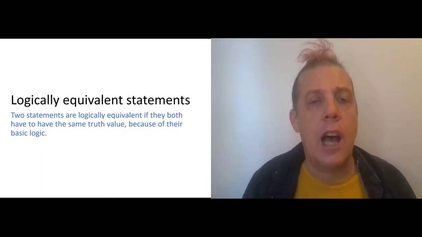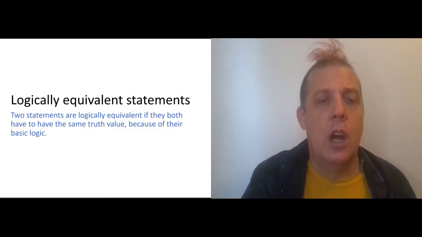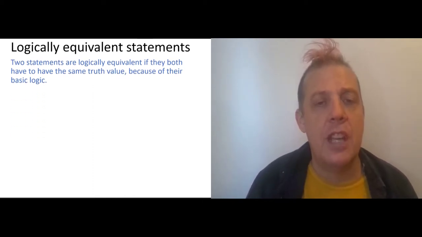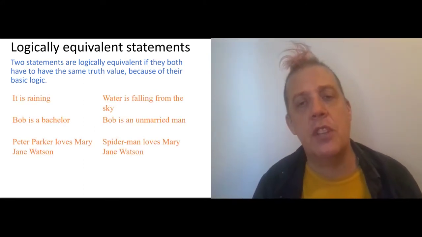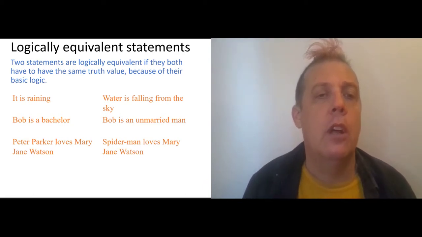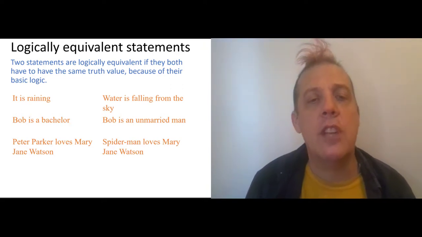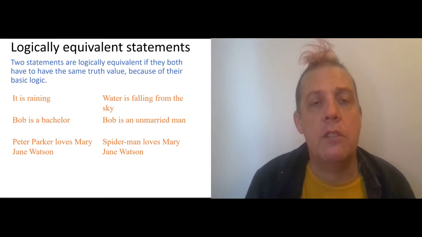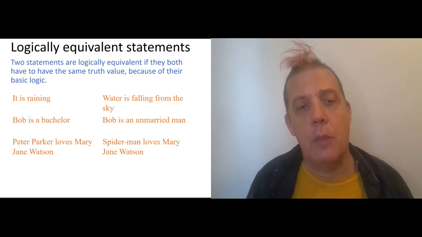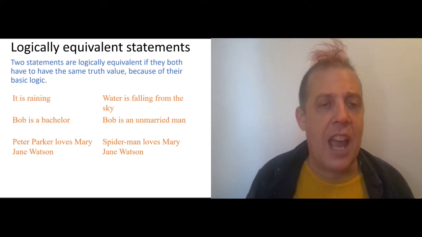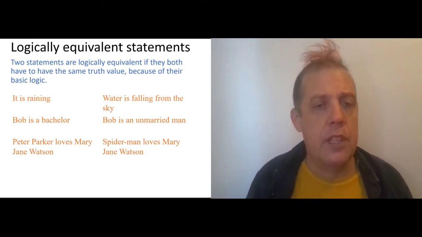We also looked at logically equivalent statements. Two statements were logically equivalent if they had to have the same truth value because of their basic logic. And so often this is just things that are true by definition, right? So it is raining and water is falling from the sky, we're going to say are logically equivalent statements because it's just true by definition. Bob is a bachelor, Bob is an unmarried man. Those two statements have to be the same because of the definition of bachelor.